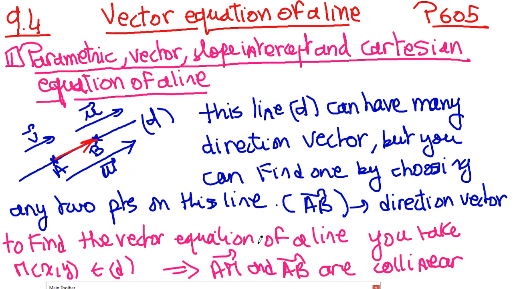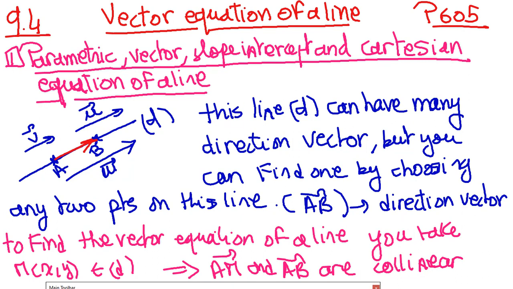The first part in this lesson, we're going to talk about the parametric, vector, slope-intercept, and Cartesian equations of a line. You're going to see those four kinds of equations. It's the same method, but in the end, we can change the final answer to have it in the parametric or in the vector equation, slope, or Cartesian form.